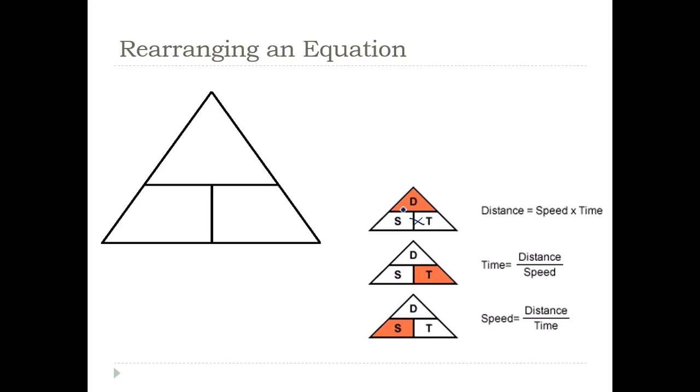So let's do one for density. Density is equal to mass divided by volume. Volume is equal to mass divided by density. Mass is equal to density times the volume. So you can use this triangle to help you rearrange an equation, or you could use algebra if you're comfortable with that. But I like the triangle method.